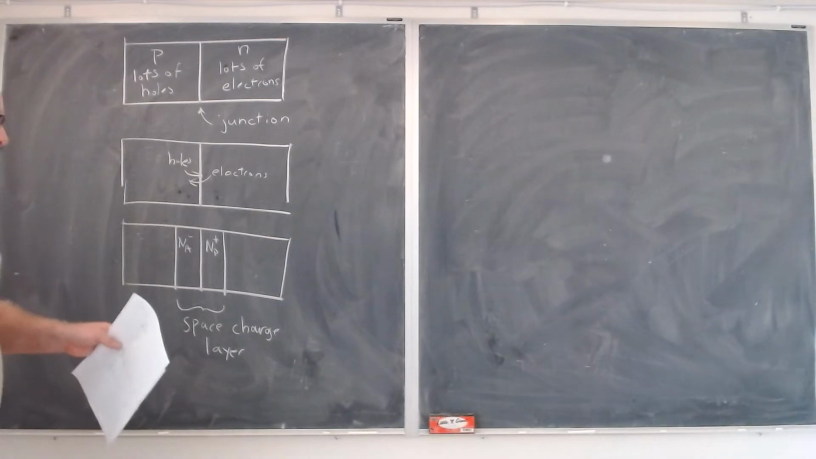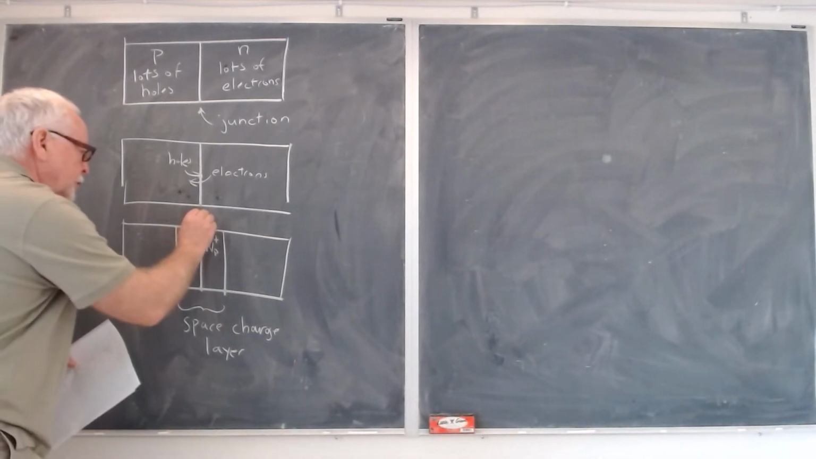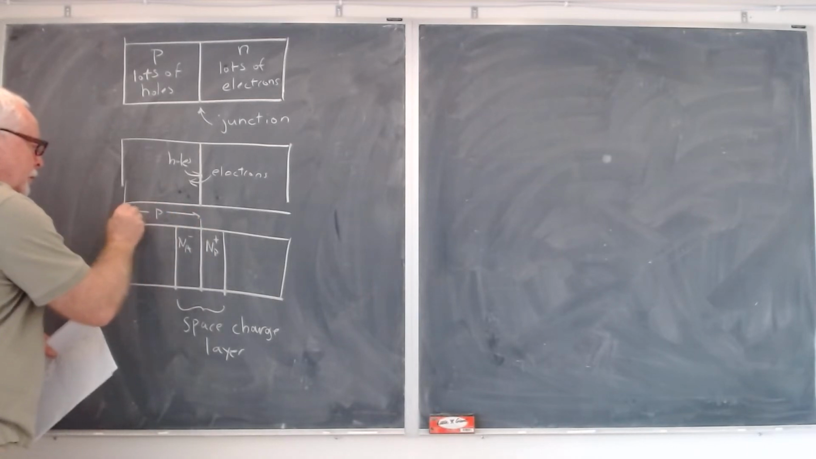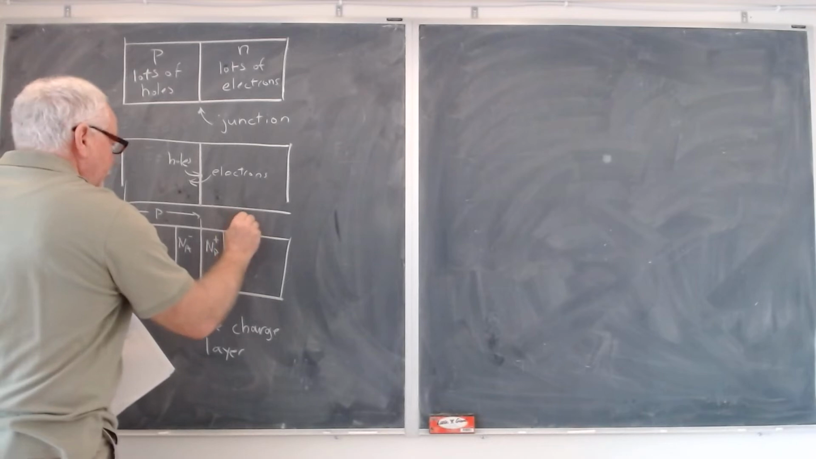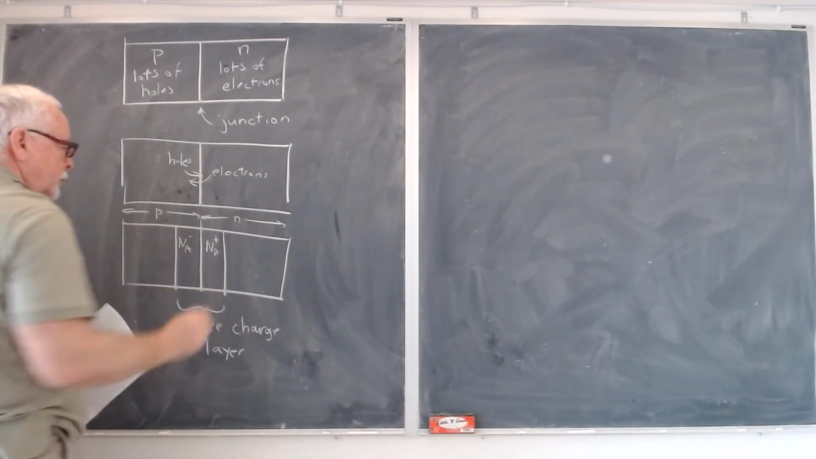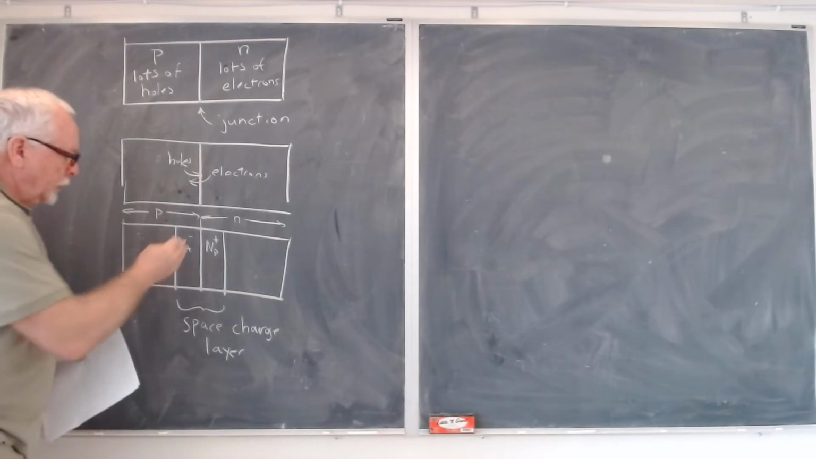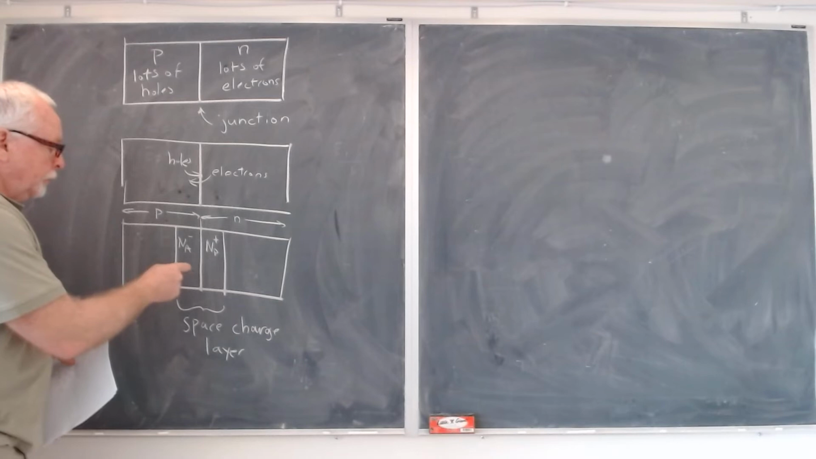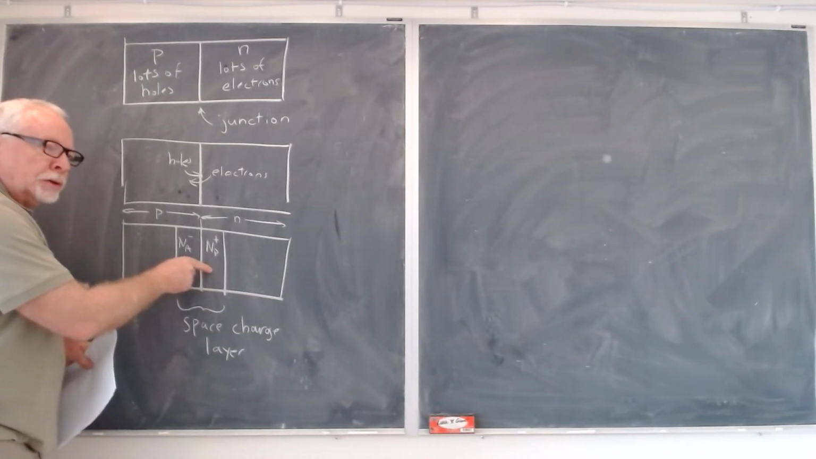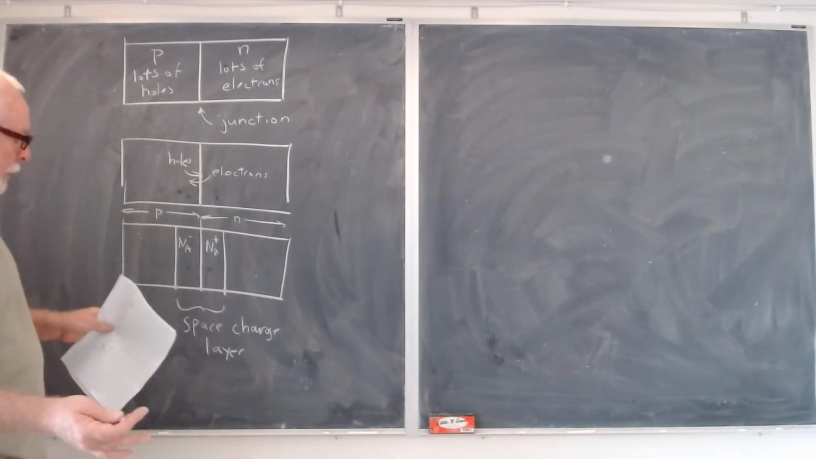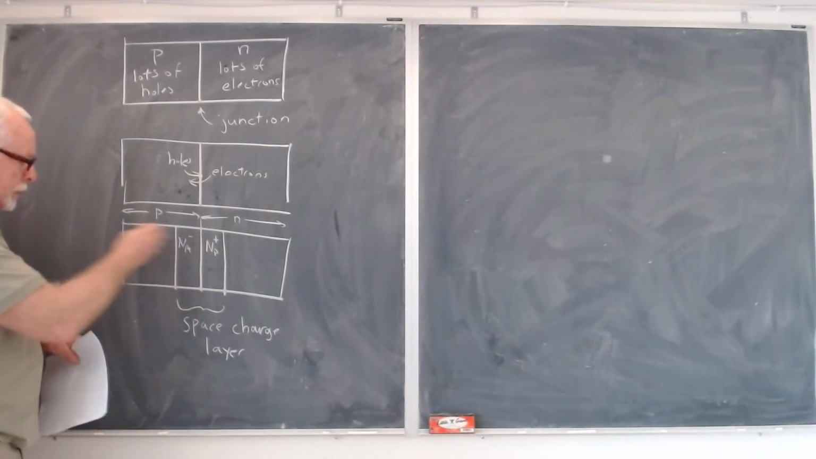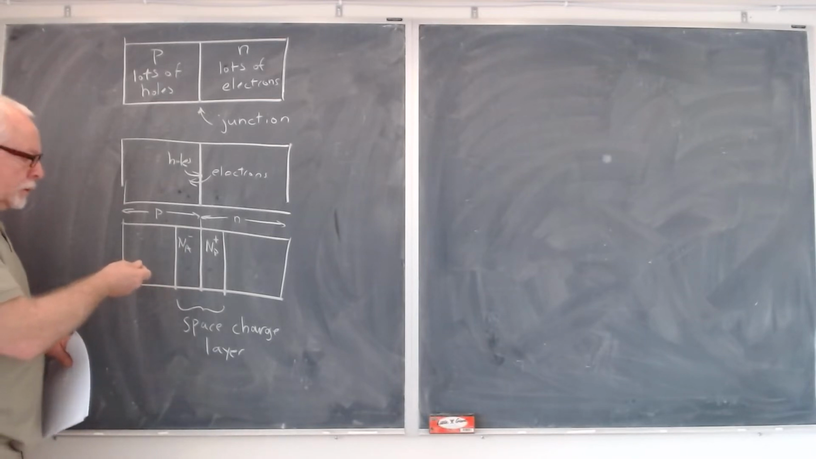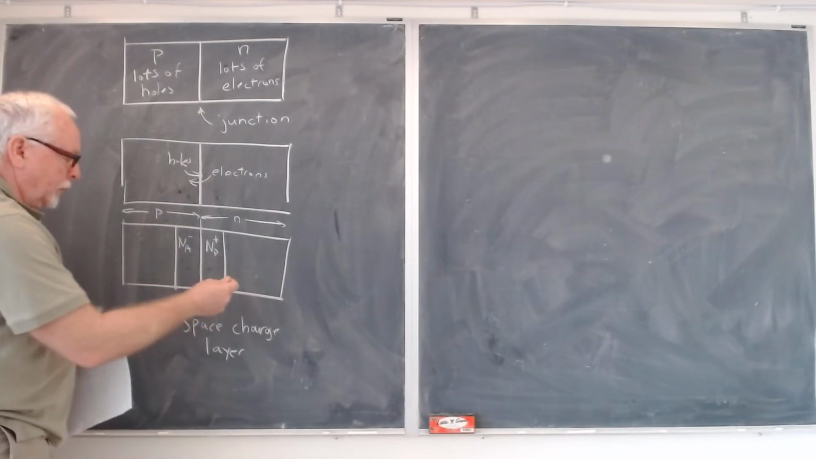Now, let me draw this here so that you understand. This is P-type, and this is N-type. And then on either side of the junction, which is where the P and the N met, you have a charged layer. Because now, the way to think about it is, on the P side, there's acceptor ions everywhere, right? And on the N side, there's donor ions everywhere.